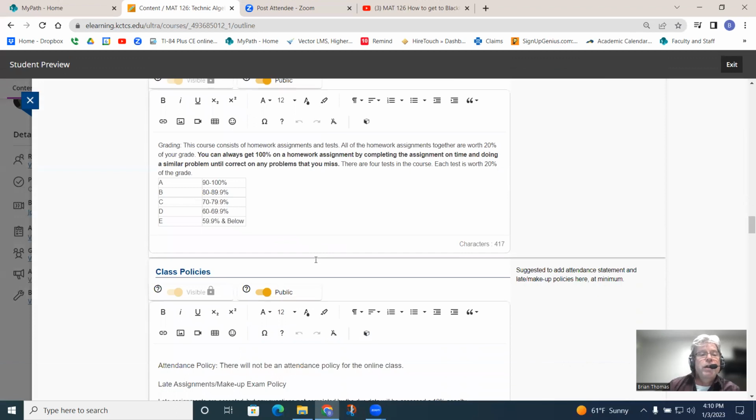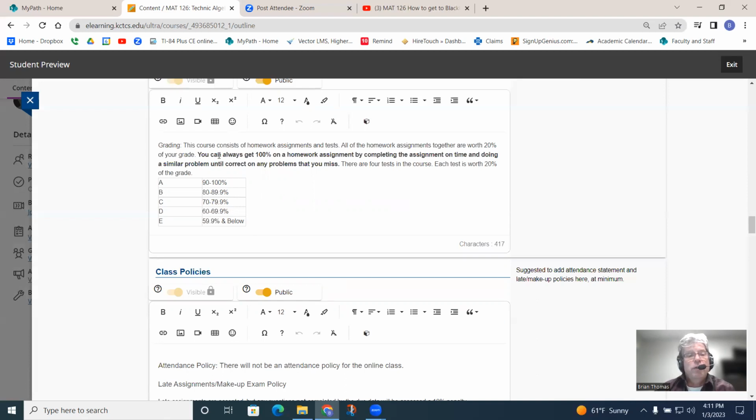As far as grading goes, a 90 to 100 is an A. 80 to 89.9% is a B, but I do round, so technically 89.5%, I will round on up to a 90%, and that would be an A. So this isn't perfect because I do round a little bit there. If you understand rounding, which is a big part of Math 126, 5 and more does round up. So keep that in mind.